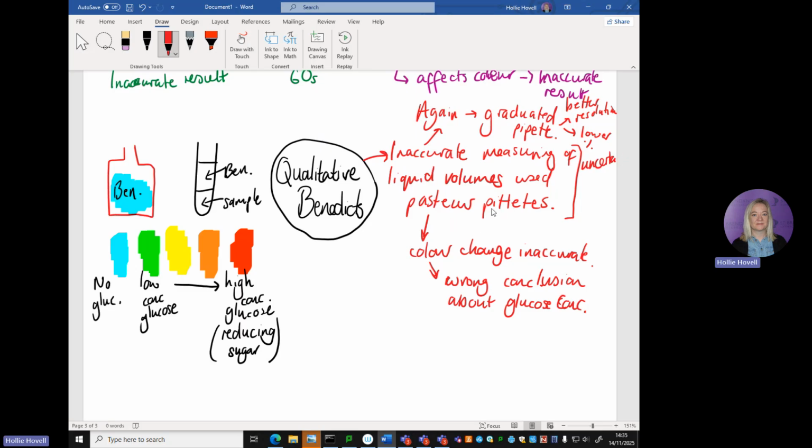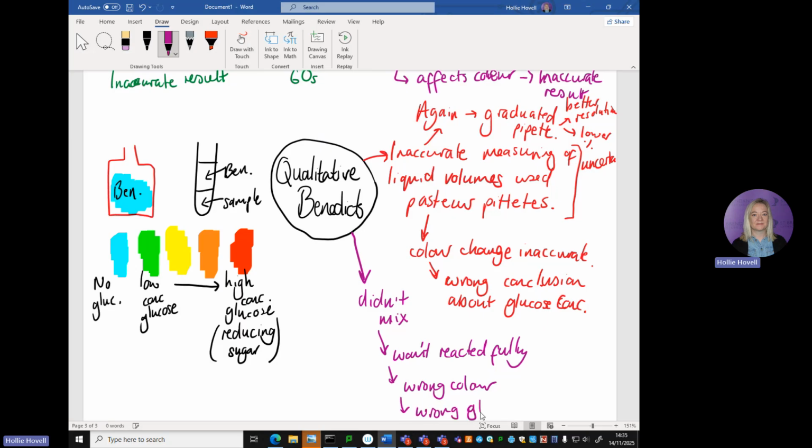Rubs out off the side. Okay. So that's one thing you could have done wrong. Another thing that you could have done wrong, another source of error, could be that maybe when you put the Benedict's and the sample together, you didn't mix them. Yeah, so if you didn't mix the Benedict solution and the sample together, then they won't have reacted fully. And therefore, just like the other one, you might have got the wrong colour, and then you may have made the conclusion about the wrong glucose concentration.